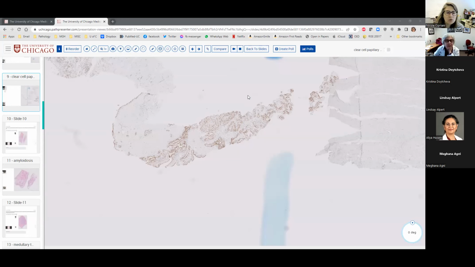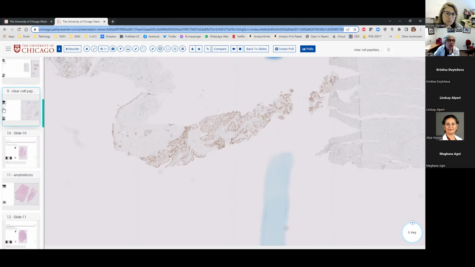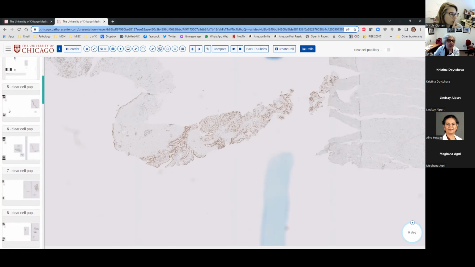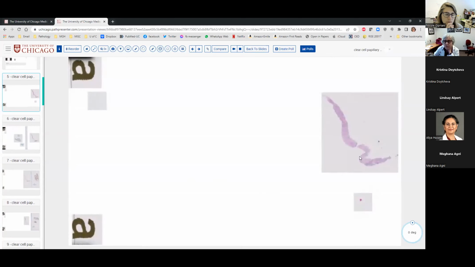Actually, if I could ask Tatiana, I thought I saw macrophages in the stroma, in that papillary component, not right at the tip of the slide, but where there was the junction between the normal and the first tumor started. There were definitely some macrophages in the stroma, I thought.